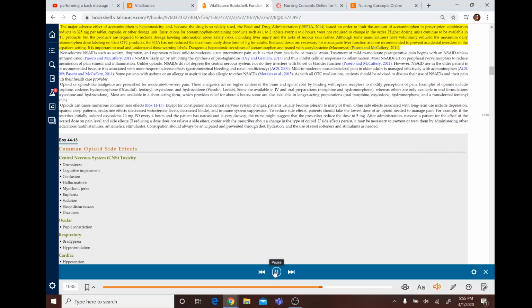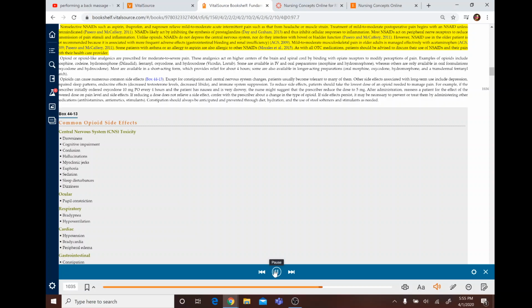Higher dosing units continue to be available in OTC products, but the products are required to include dosage labeling information about safety risks, including liver injury and the risks of serious skin rashes. Although some manufacturers have voluntarily reduced the maximum daily acetaminophen dose labeling on their OTC products, the FDA has not reduced the maximum daily dose limit of 4 g for adults. Reduced doses are necessary for inadequate liver function and are recommended to prevent accidental overdose in the outpatient setting. It is important to read and understand these warning labels. Dangerous hepatotoxic overdoses of acetaminophen are treated with acetylcysteine, Mucomyst, Paciro and McCaffrey, 2011.